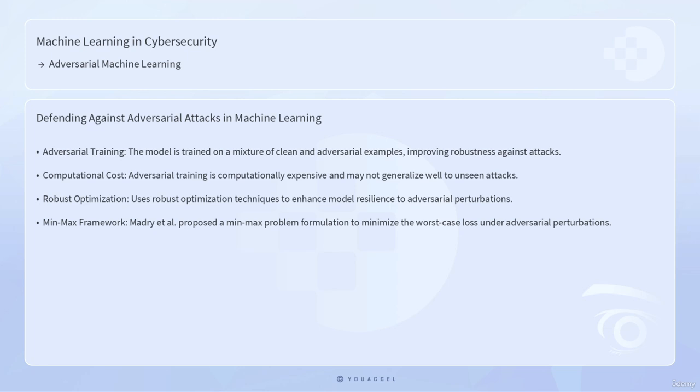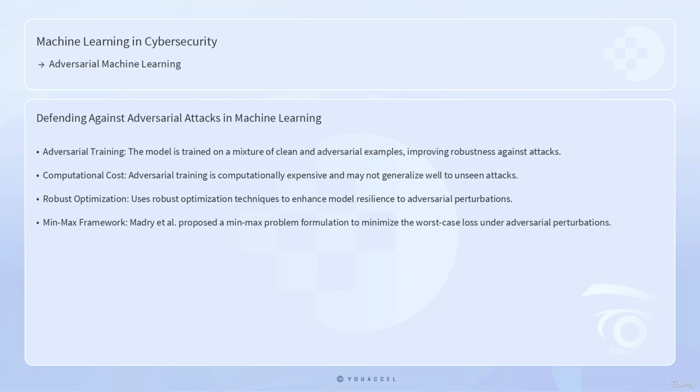Defending against adversarial attacks in machine learning is a complex and ongoing challenge. One of the primary defense mechanisms is adversarial training, where the model is trained on a mixture of clean and adversarial examples. This approach, proposed by Goodfellow et al., has shown promise in improving the robustness of machine learning models against adversarial attacks. However, adversarial training is computationally expensive and may not generalize well to unseen attacks.